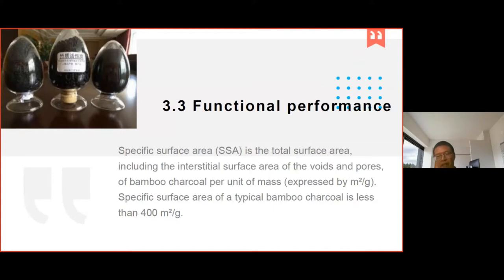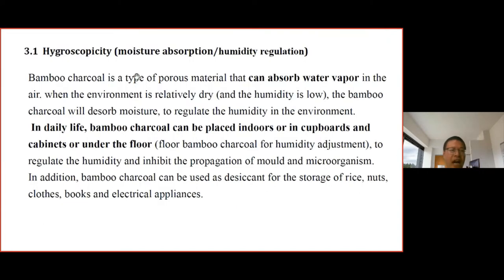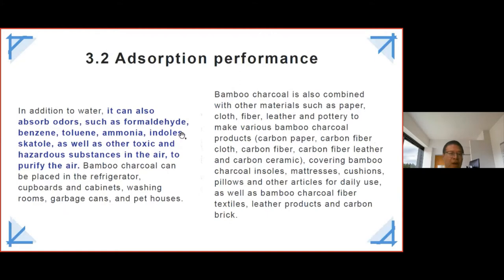3.3, functional performance. The first is high adsorption capacity. Bamboo charcoal is a type of porous material that can absorb water vapor in the air. In daily life, bamboo charcoal can be placed indoors, in cupboards and cabinets, or under the floor to regulate the humidity and inhibit the propagation of mold and microorganisms. In addition, bamboo charcoal can be used as a deodorizer for the storage of rice, knives, clothes, books, and electric appliances. It can also absorb odors such as formaldehyde, benzene, and ammonia indoors, as well as other toxic and hazardous substances in the air, to purify the air.